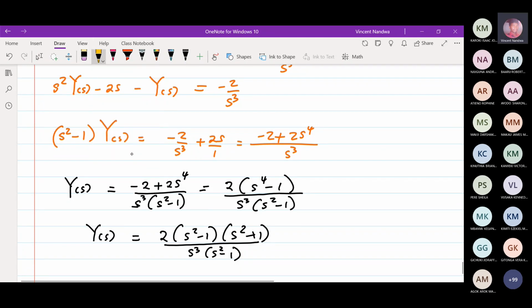What makes us say it's a difference of two squares is that s to the power 4 can be written as s squared squared, and 1 can be written as 1 squared. If you remember, a squared minus b squared is (a minus b) times (a plus b). So that's what we are using.